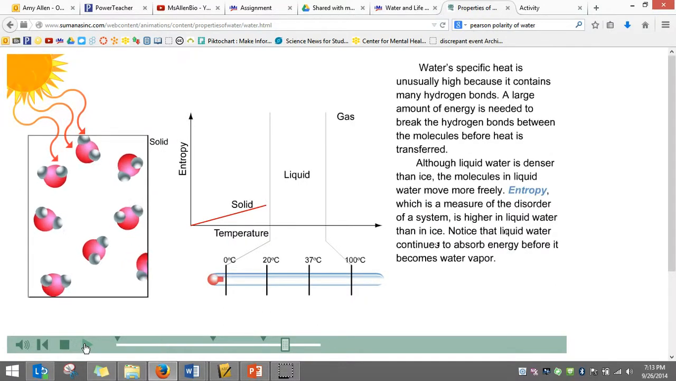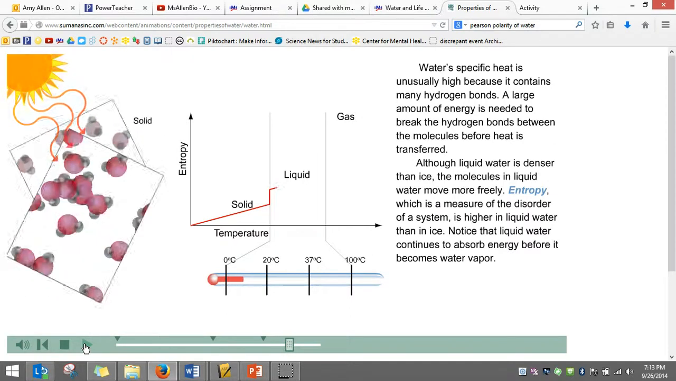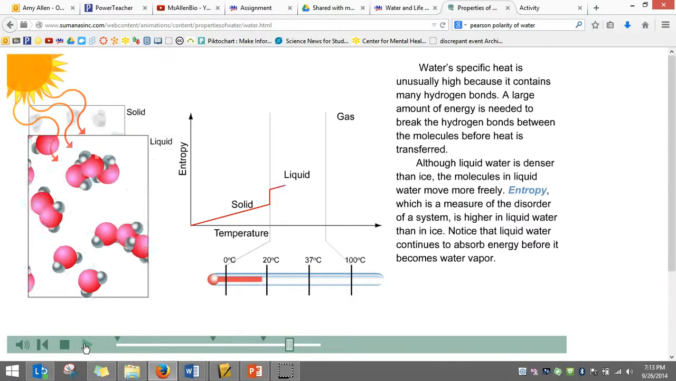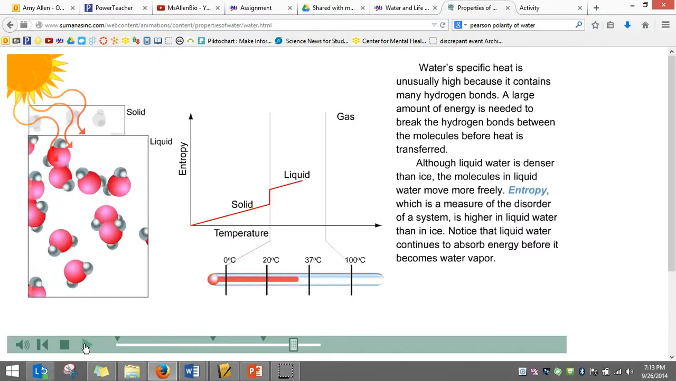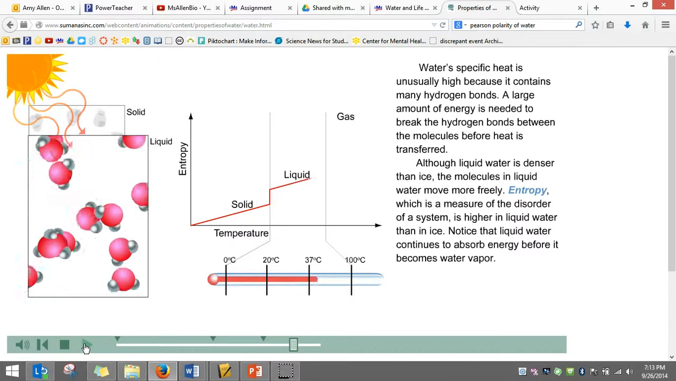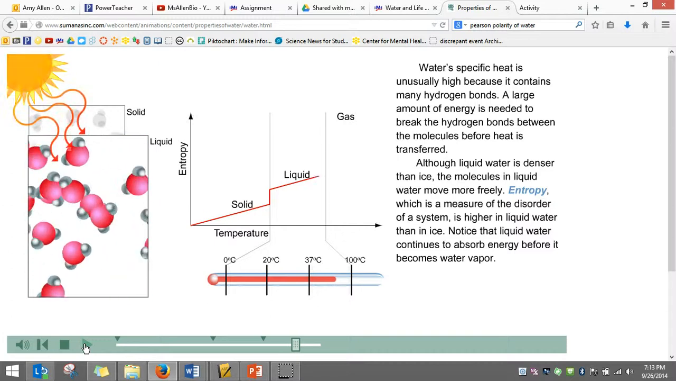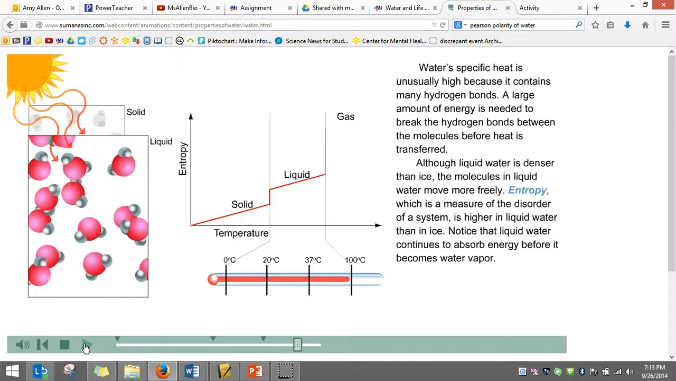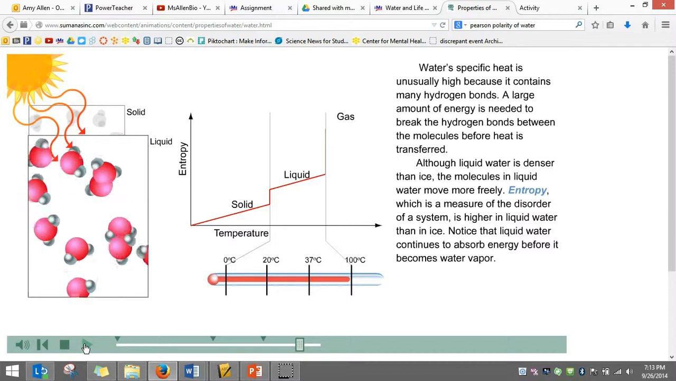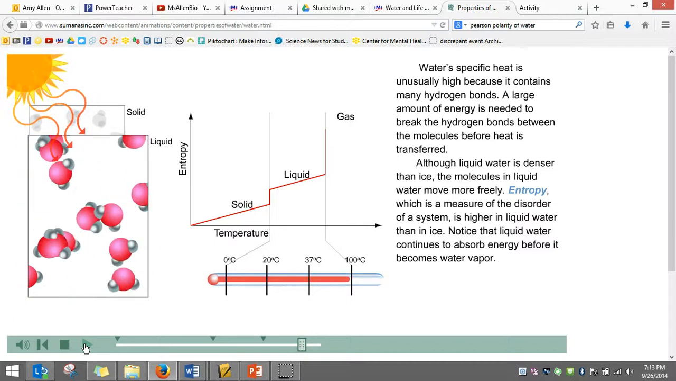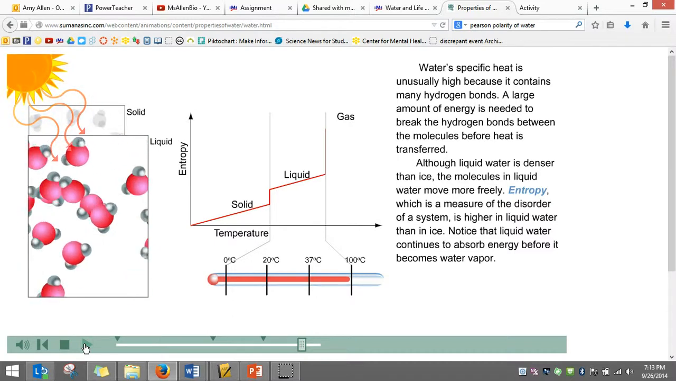Water's specific heat is unusually high because it contains many hydrogen bonds. A large amount of energy is needed to break the hydrogen bonds between the molecules before heat is transferred. Although liquid water is denser than ice, the molecules in liquid water move more freely. Entropy, which is a measure of the disorder of a system, is higher in liquid water than in ice.